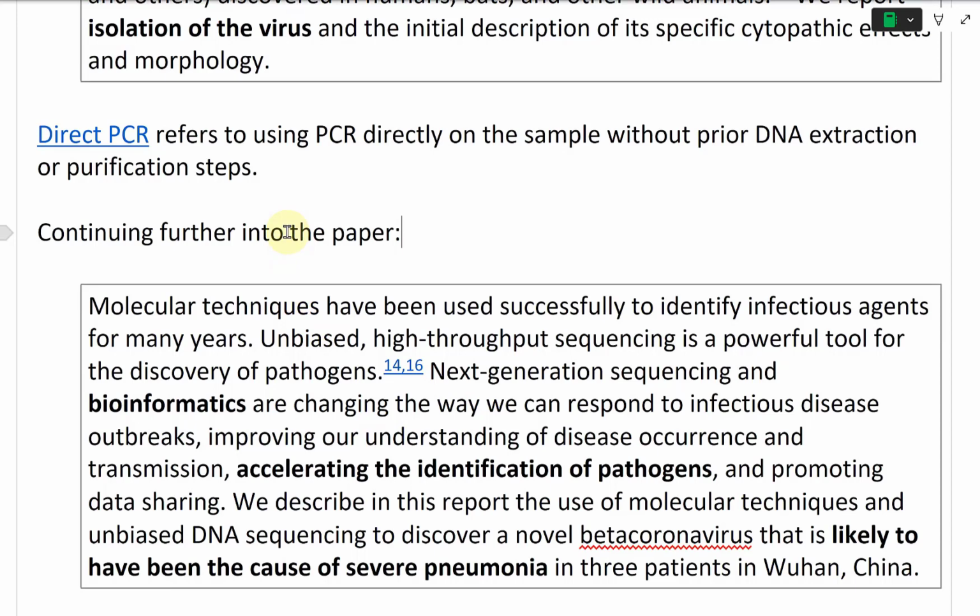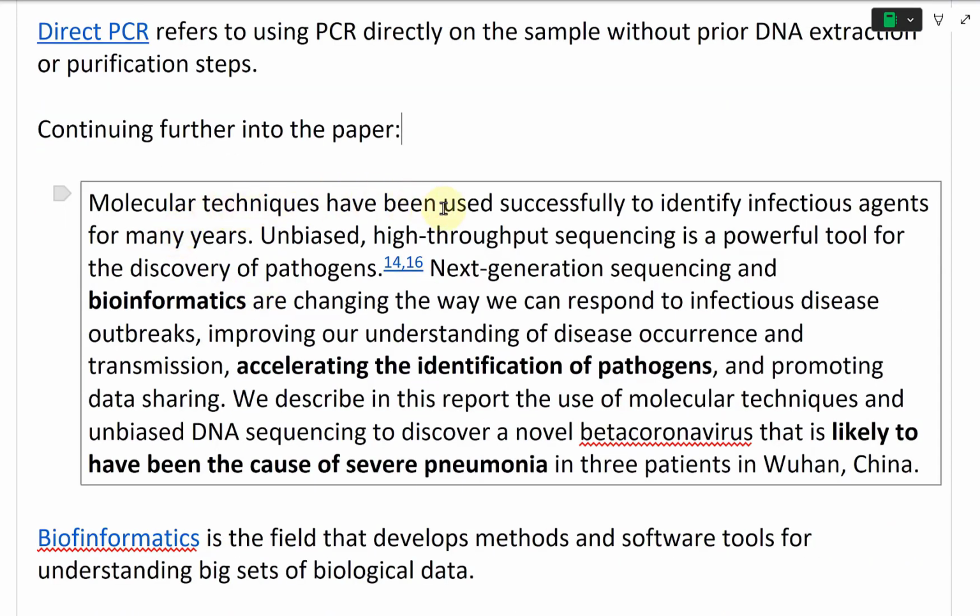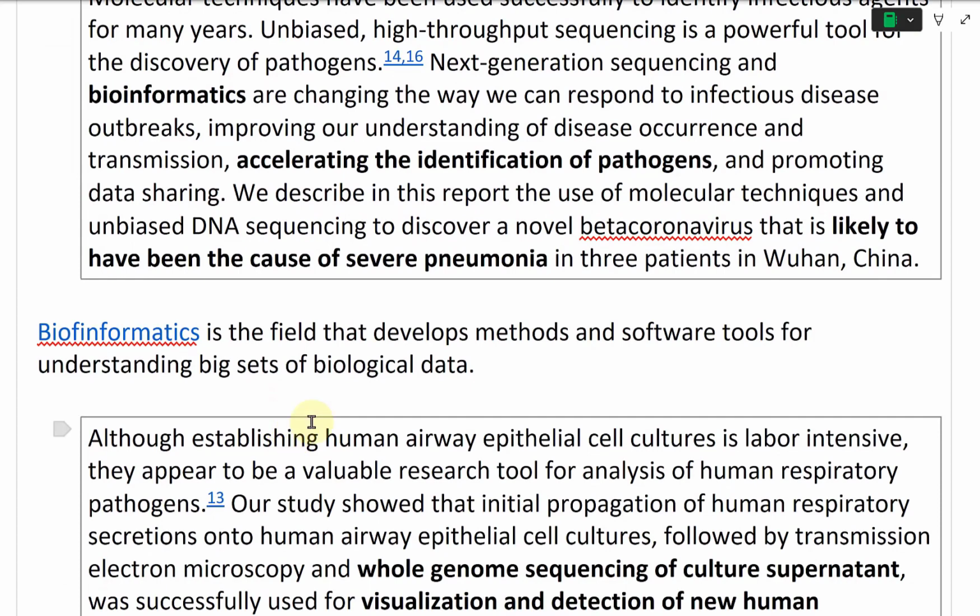Alright, and now continuing further into the paper, so going here, some molecular techniques have been used successfully to identify infectious agents for many years, and unbiased high-throughput sequencing is a powerful tool for the discovery of pathogens. Next-generation sequencing and bioinformatics are changing the way we can respond to infectious disease outbreaks, improving our understanding of disease occurrence and transmission, and accelerating the identification of pathogens and promoting data sharing. We describe in this report the use of molecular techniques and unbiased DNA sequencing to discover a novel beta coronavirus that is likely to have been the cause of severe pneumonia in 3 patients in Wuhan, China.